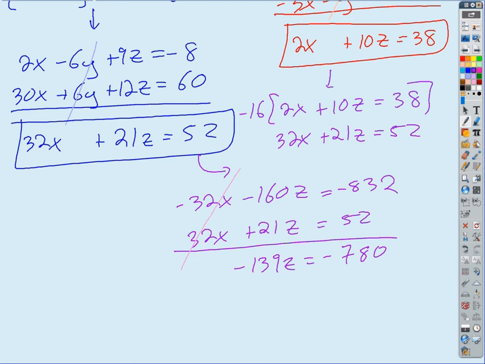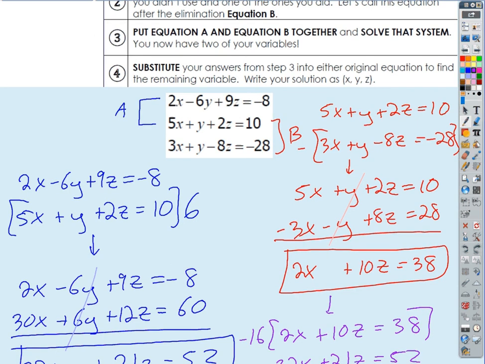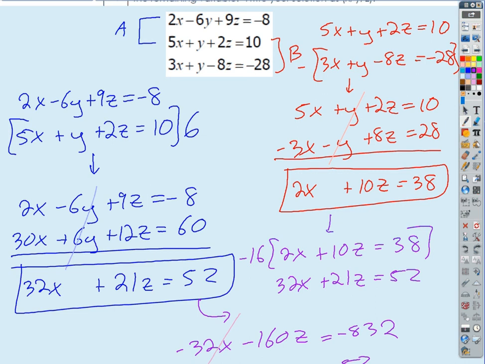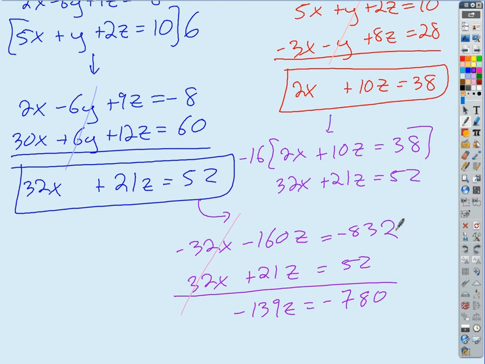I get a decimal. Can you put it in a fraction? I shouldn't have, so we did something wrong here. I think negative 16 times 38. Super easy to find. Negative 16 times 38, yeah, it's 608. There we go. Okay, so there's our mistake.